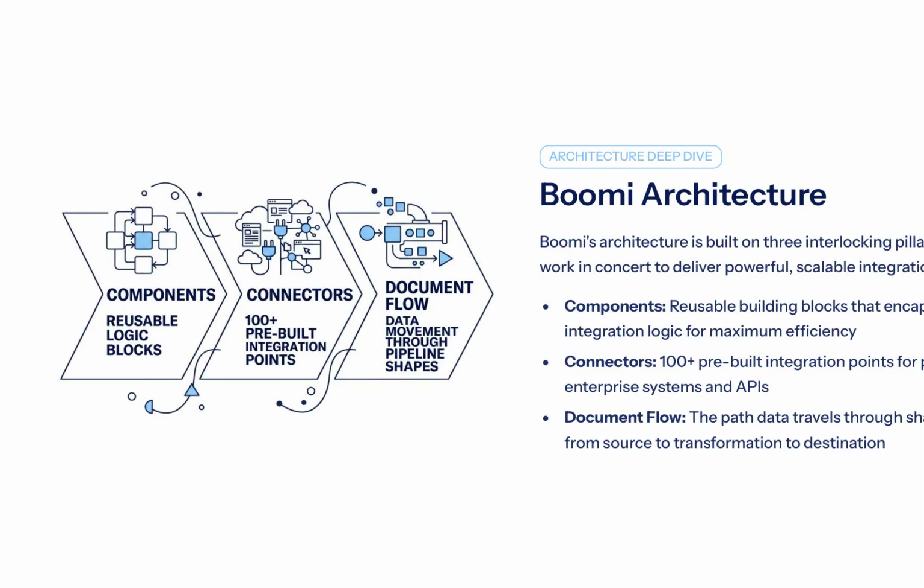Lastly, document flow represents the path that data travels through, consisting of 3 stages: source, transformation, and destination. Each stage plays a crucial role in ensuring smooth data exchange between different systems. By combining these 3 pillars, Boomi offers a powerful and scalable integration platform that caters to the needs of various organizations.